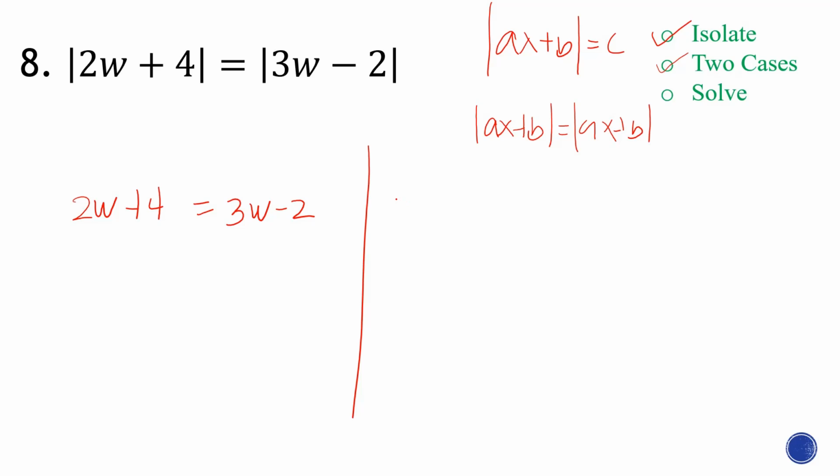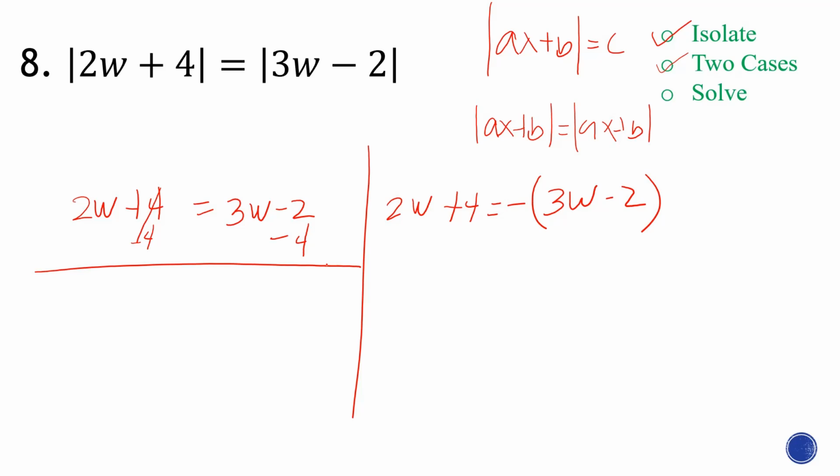Then the second would be 2w plus 4 equals 3w minus 2, and then you need to enclose that into a parenthesis, and there should be a negative sign there. Okay, and then after that, just solve this individually. So what we can do here is first subtract 4 on both sides. So that will leave us with 2w equals 3w minus 6. Both are negative, so we will add them.